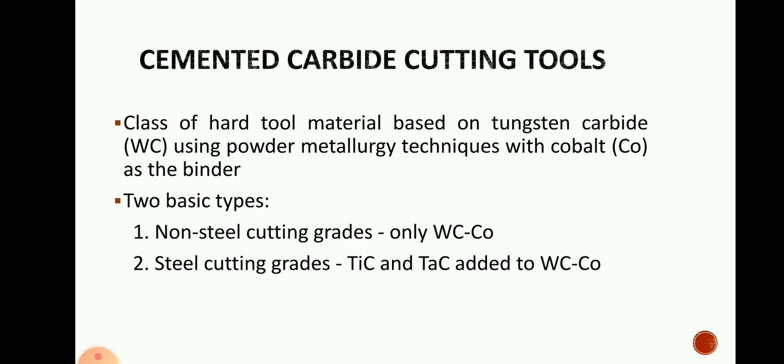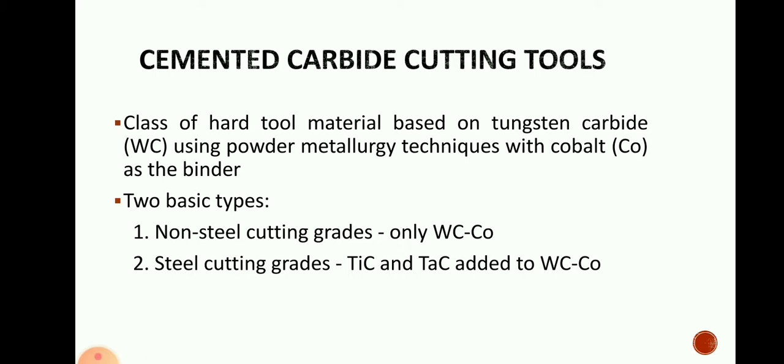Cemented carbides are a class of hard tool materials based on tungsten carbide, made using the powder metallurgy technique with cobalt as a binder. So in cemented carbide cutting tools we are using tungsten carbide as the material and a small amount of binder called cobalt. There are two basic types of these cemented carbide cutting tools. First, non-steel cutting grades, where only tungsten carbide and cobalt are used.